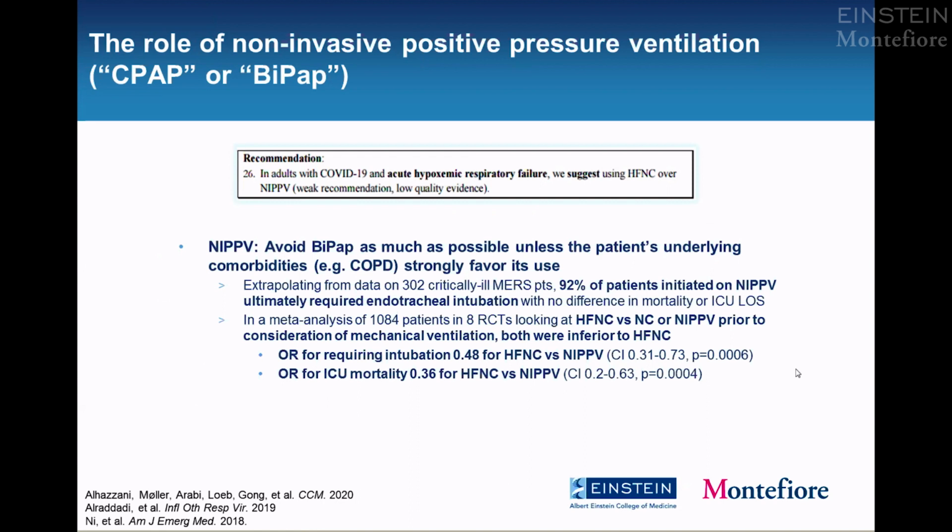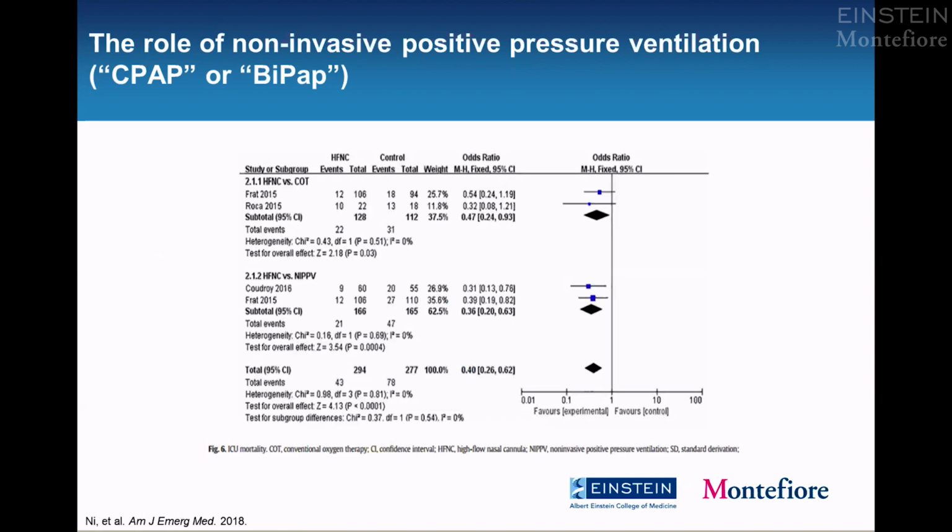Also, in a very high quality meta-analysis that was done looking at the three major modalities that we use, high flow, conventional oxygen therapy, or non-invasive ventilation, both conventional oxygen and non-invasive were inferior to high flow nasal cannula. So the odds ratio for requiring intubation in patients on high flow versus non-invasive was 0.48. And perhaps more importantly, the odds ratio for ICU mortality was 0.36 for high flow versus non-invasive ventilation. So I think there's a lot of compelling reasons pertaining to lack of efficacy where non-invasive is really not our favored modality.